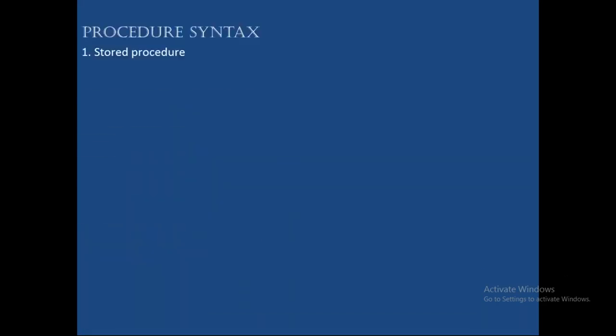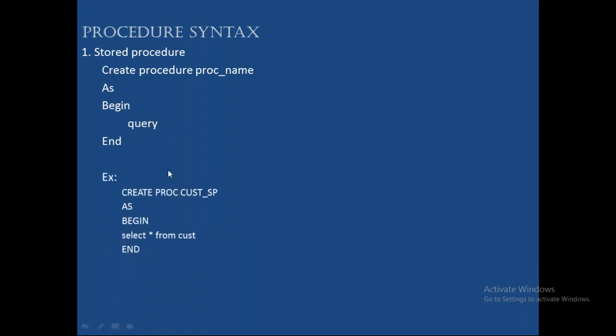In this, see, I need a procedure, right? So I'm just showing the procedure syntax first. Create procedure name as begin, end. Okay, this is the query. Now here you see an example: create procedure cust_sp as begin select star from cust, meaning from the customer table, whatever data I have, everything will be returned as a result whenever you execute this particular stored procedure, because inside the stored procedure we have this query.